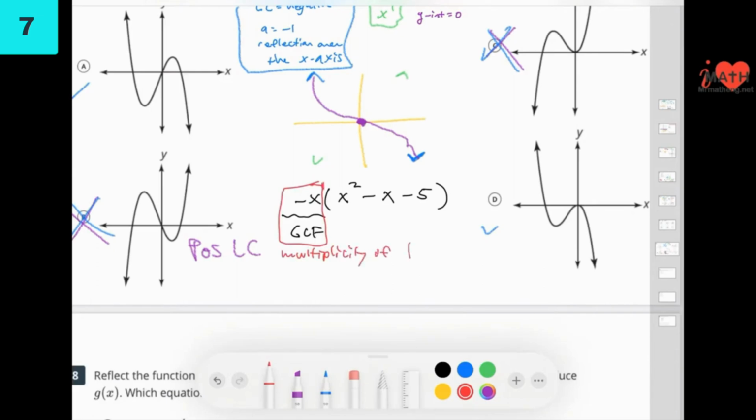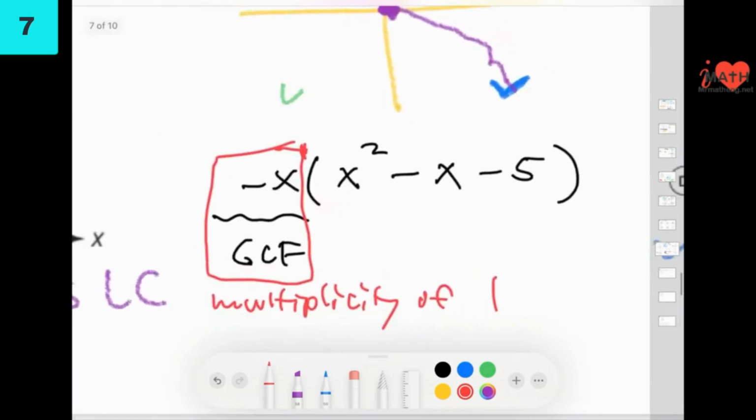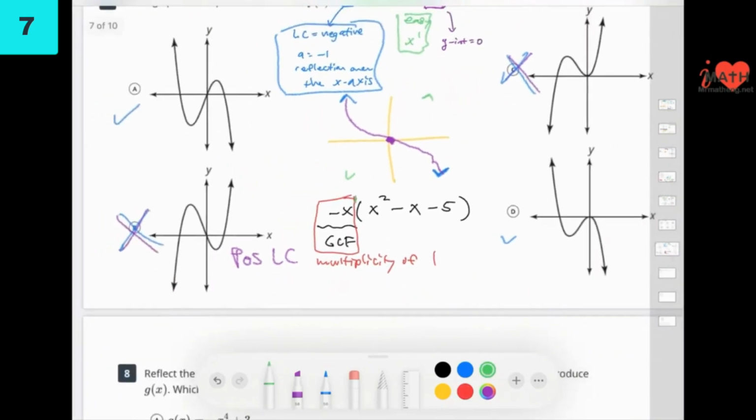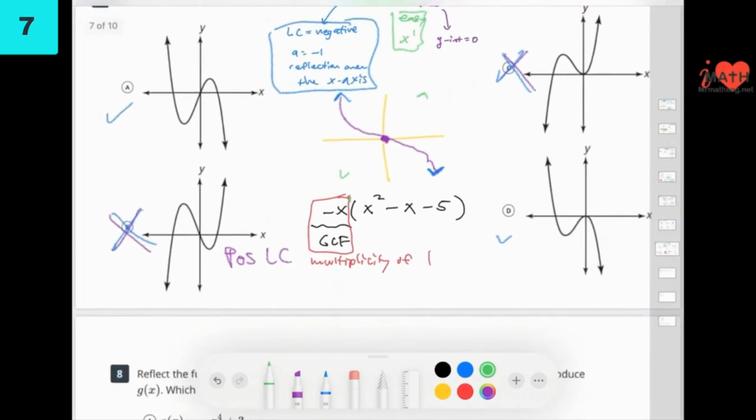Because x here is to the first power. Why is that important? Because if you set that equal to 0, and you multiply both sides by negative 1 or divide both sides by negative 1, you have x equals 0.